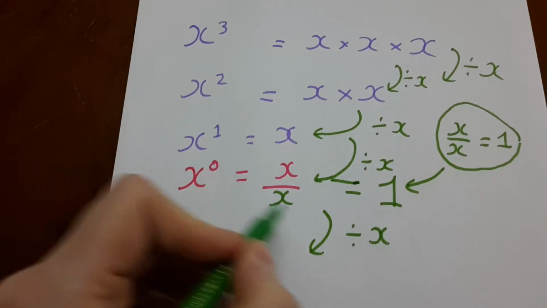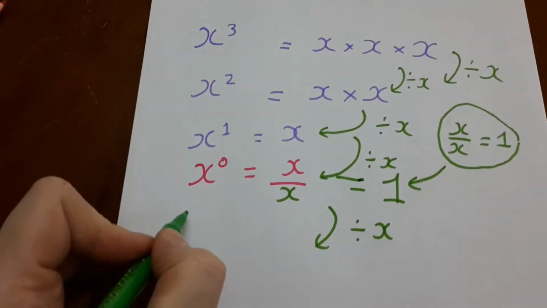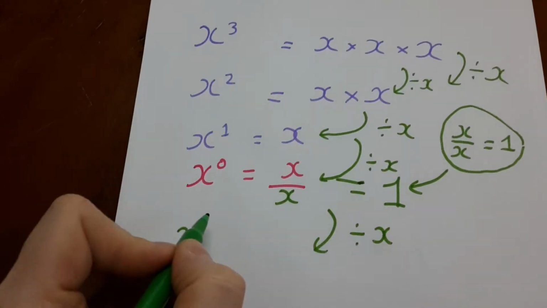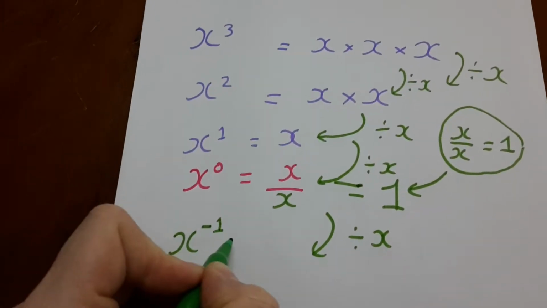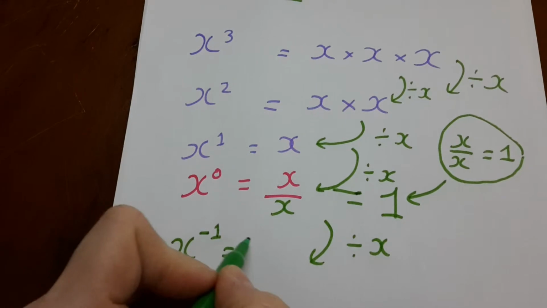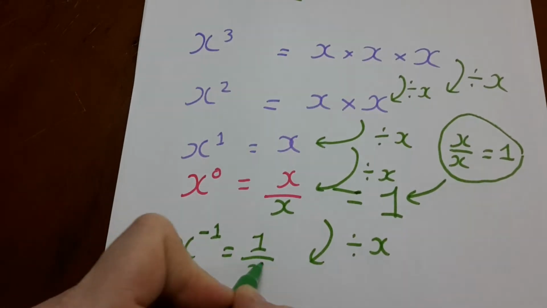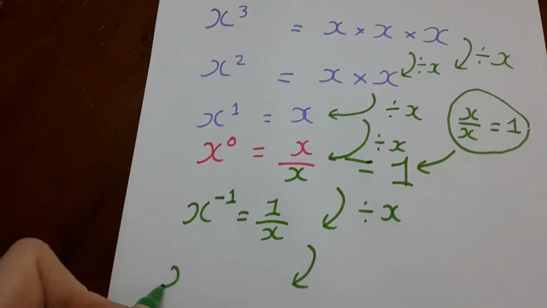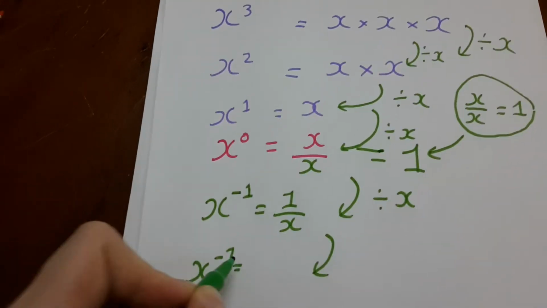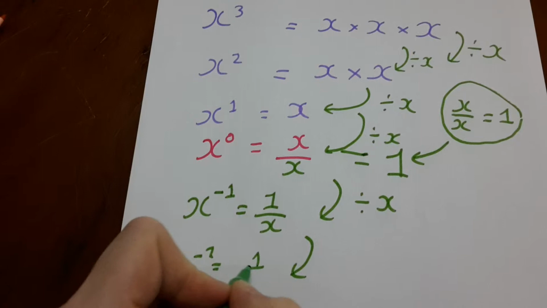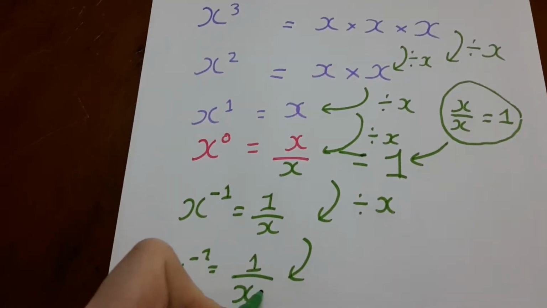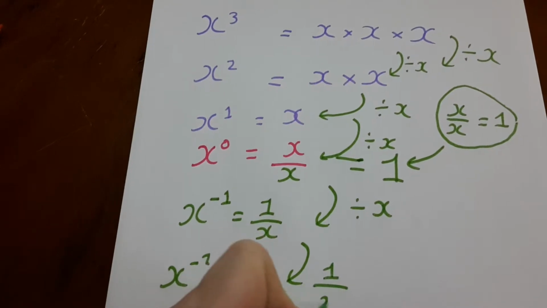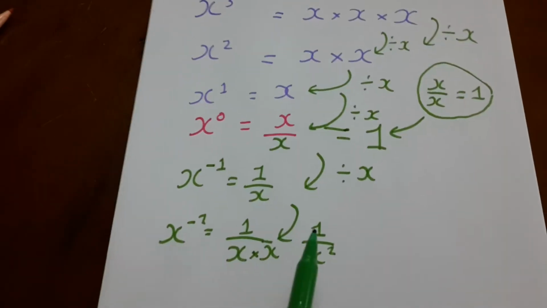So if we take x to the 0 and we divide by x, we're going to be following the same pattern. We're going to be taking away a power, so we end up with -1. So now we have the answer of 1 divided by x. So we have x to the -2, that would be 1 divided by x times x, which gives us 1 over x squared.